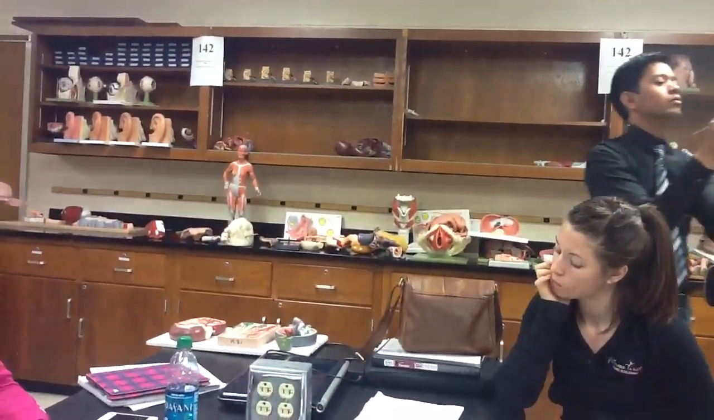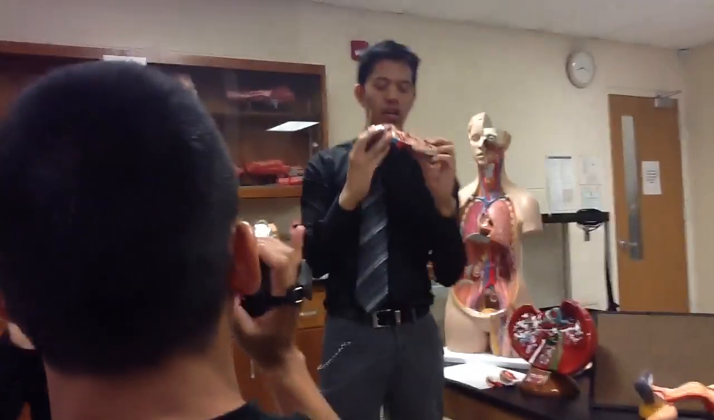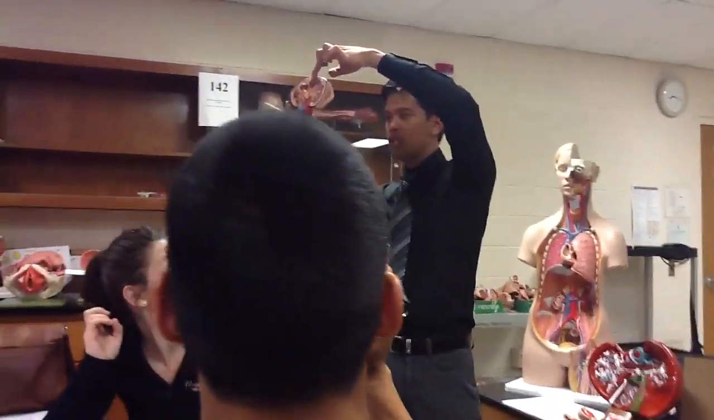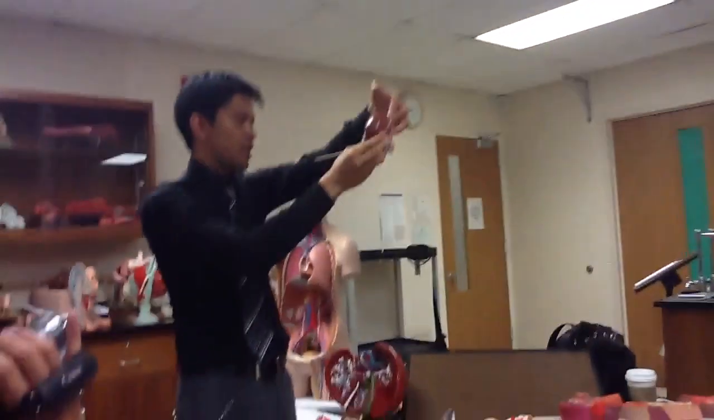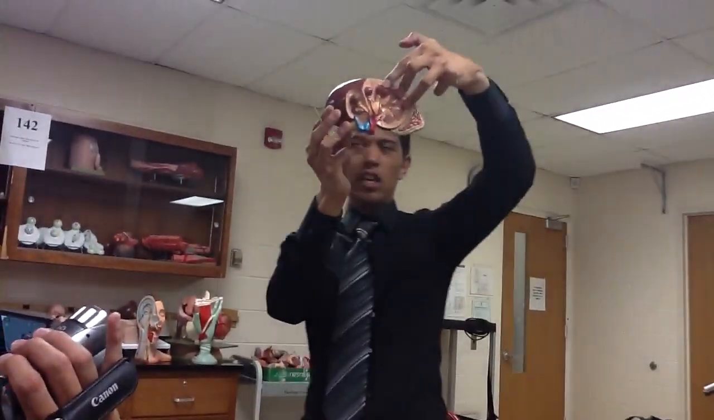medulla. The next word is the pyramids. The pyramids are these triangular shaped structures here, here, and here. They're within the medulla. Those are the pyramids of the kidney.